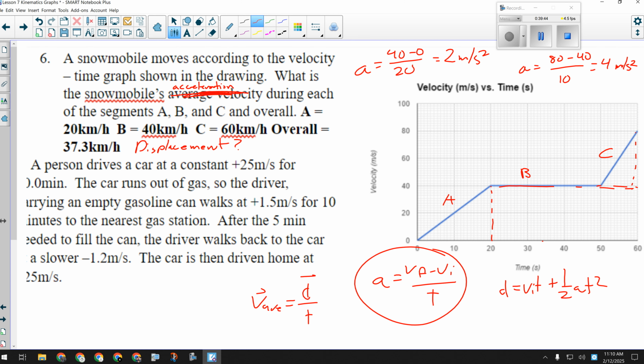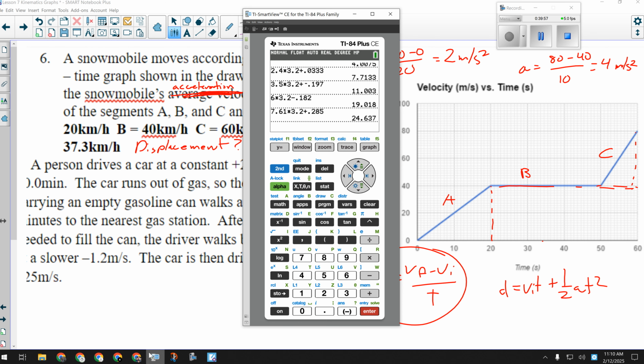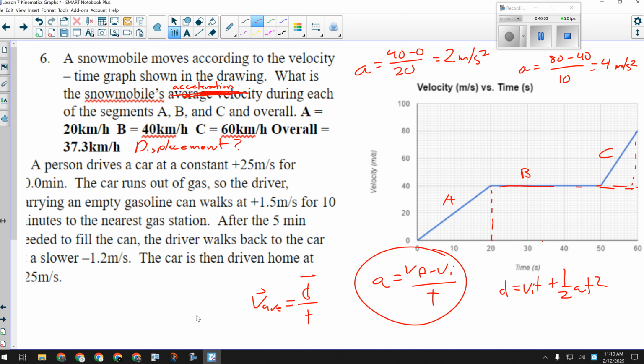For this one here, we'd have 20 on the base, so 20 times 40, and then divided by 2. So 800 over 2, let's just do this with my calculator so I get it right. 20 times 40 divided by 2, that's going to be 400 right there. And then for B, actually, it's not just B, it's also the rectangle under C. We're going to do the whole thing there.